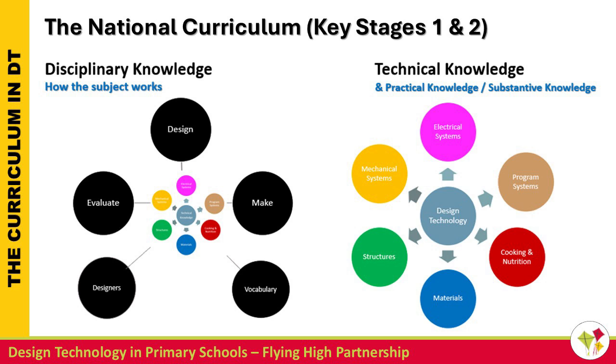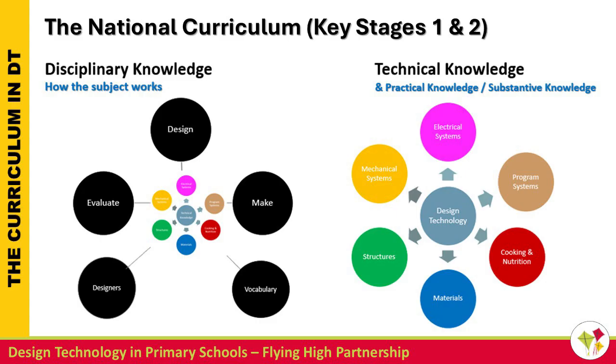Because if you want to know how a subject works or to get better at the subject, then study the people who do the subject well. Second is the technical knowledge, and this includes developing knowledge about products, knowing how they work and how they are made. Using guidance from the national curriculum, this learning can be divided into 6 strands of learning: cooking and nutrition, materials including textiles, structures, mechanical systems, electrical systems and program systems.